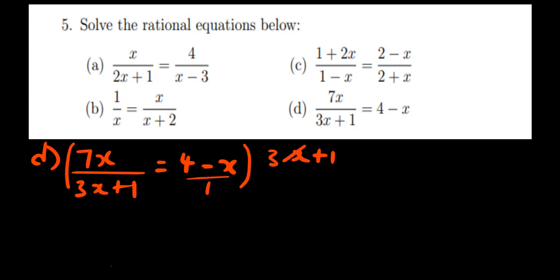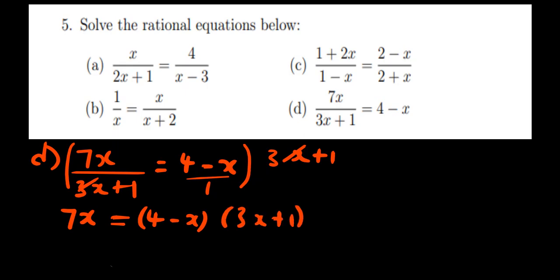So this and this one will cancel on my left hand side, so I'm just going to remain with 7x on this side equals 4 minus x multiplied by 3x plus 1. It's just the same thing as when you cross multiply. Now that principle is very important because it works for a lot of equations that you're going to be solving.